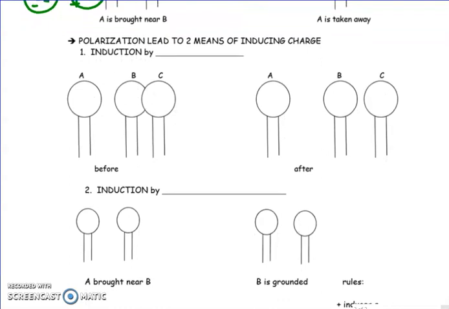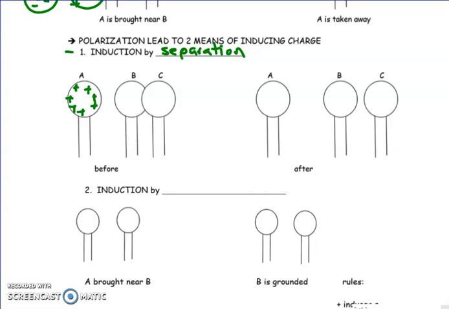I can't really show you the simple one in person, but the other one, the more complicated one, we can demonstrate. Okay, so the first way you can induce charge is induction by separation. Basically divide and conquer. So let's say we have a positively charged object. That's our positive influence. We're going to bring it near not one sphere, but two spheres that are touching.